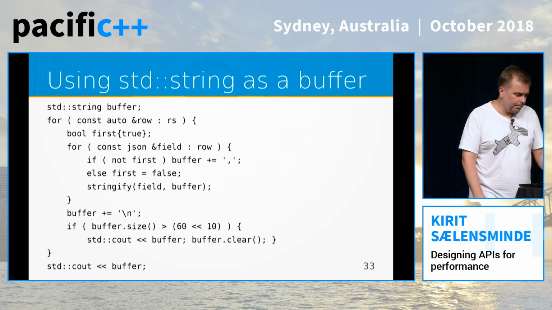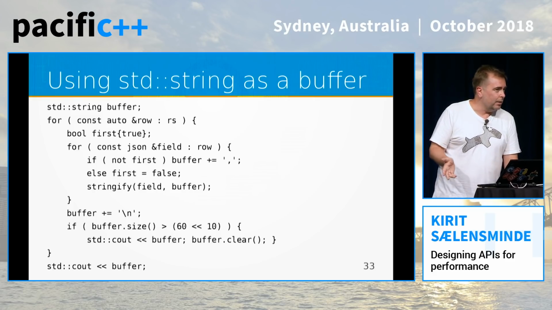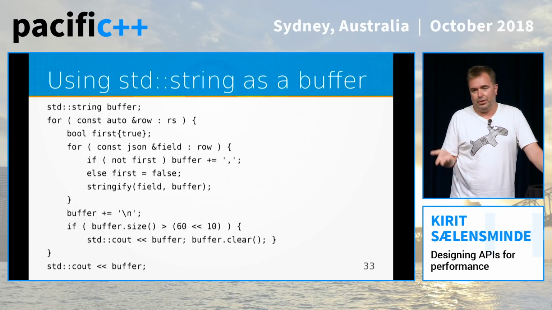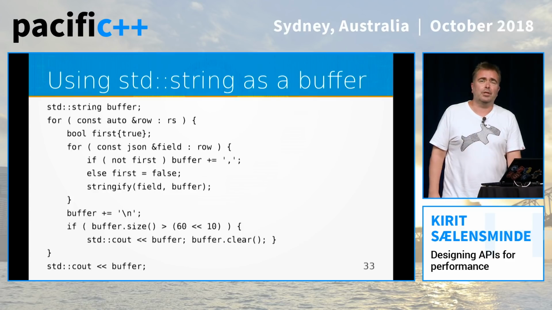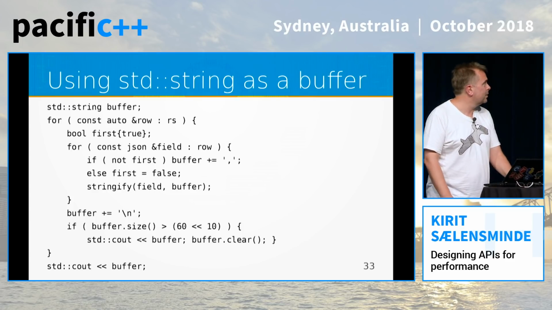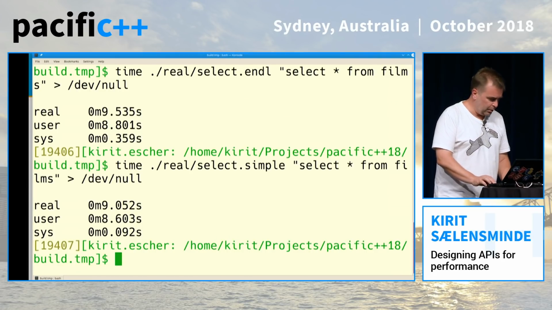So it's not like vector clear, where the standard guarantees that the memory is held on to. With string clear, it does not. And I think this is in order to make the small string optimization a bit easier to implement. So we can try that.